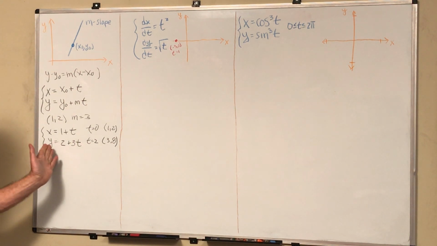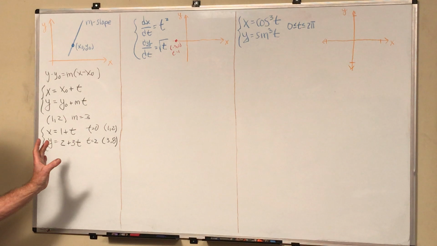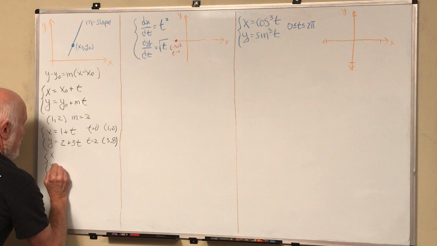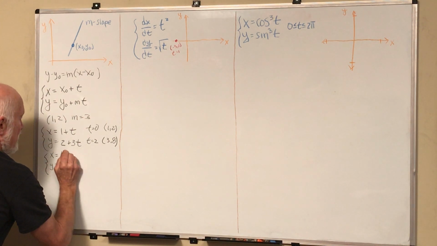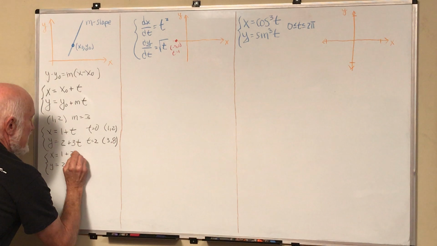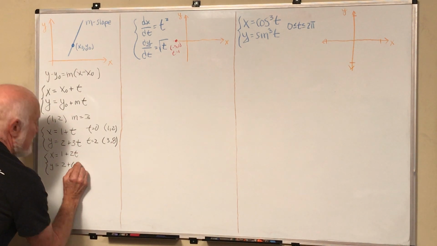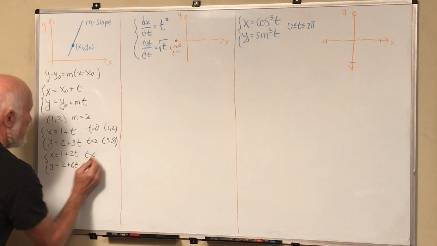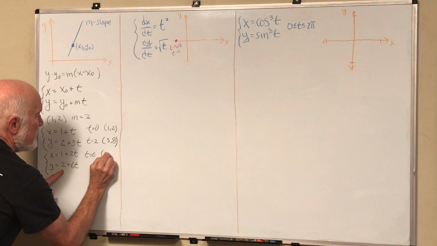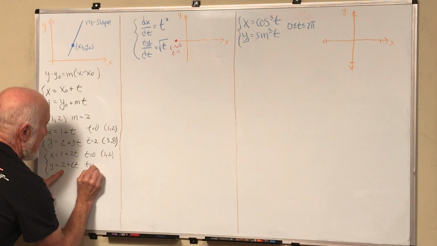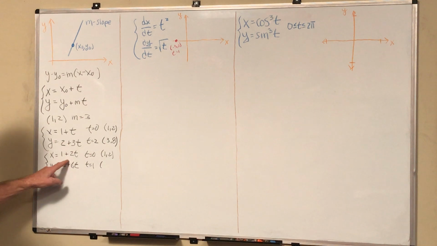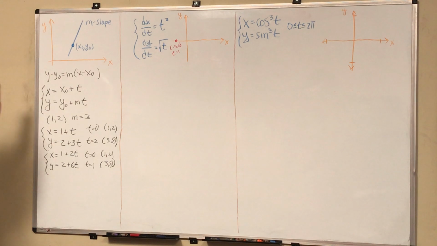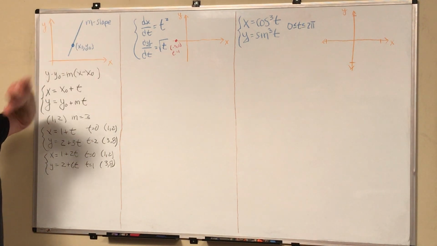Now, if you wanted to make this go faster, you could still have the same straight line if you went plus 2t and 6t. Because now, at t equals 0, you're at the point 1, 2, and at t equals 1, you're at the point 3, 8. So you can just make the movement go twice as fast.